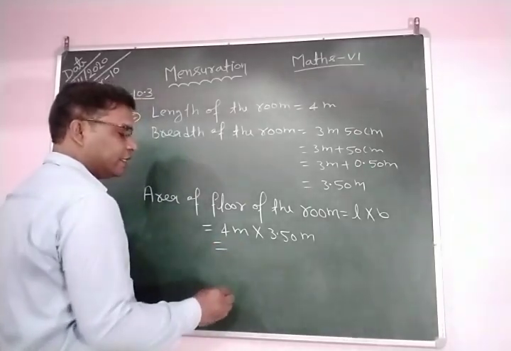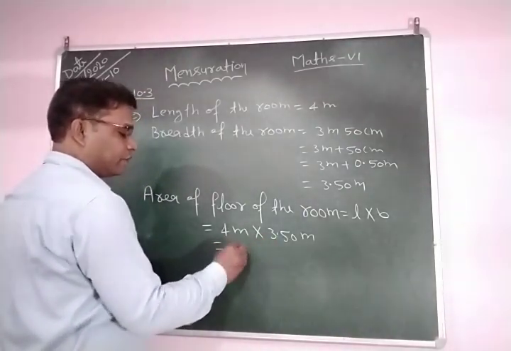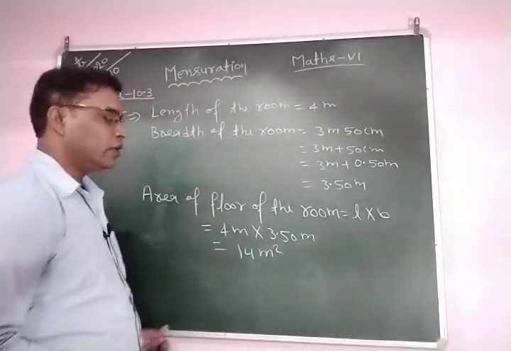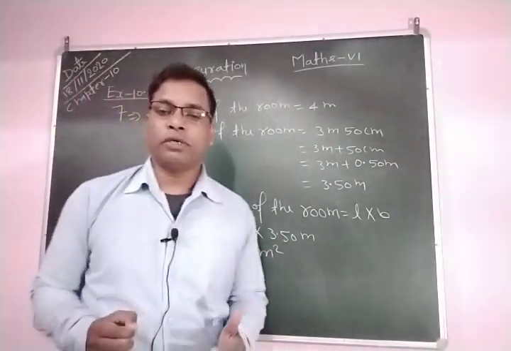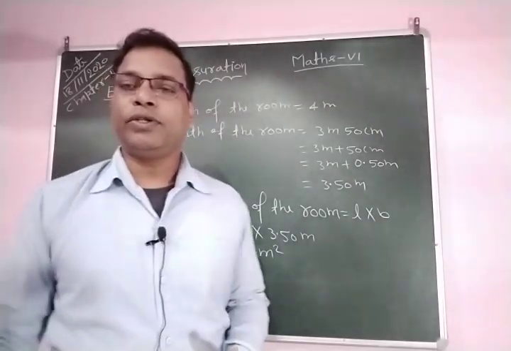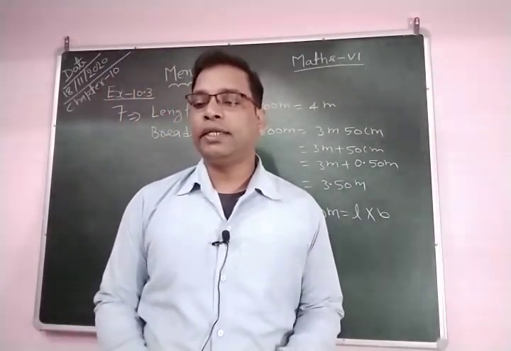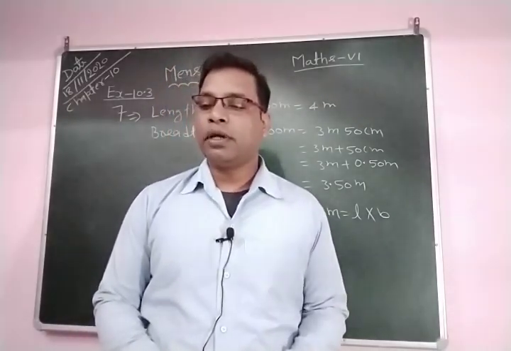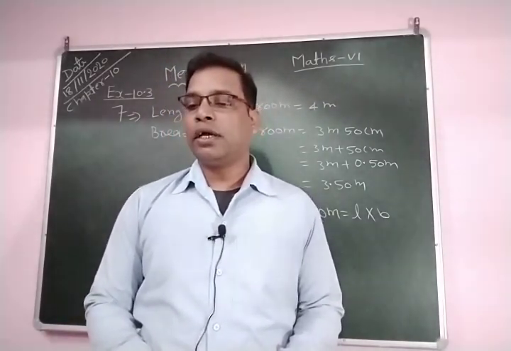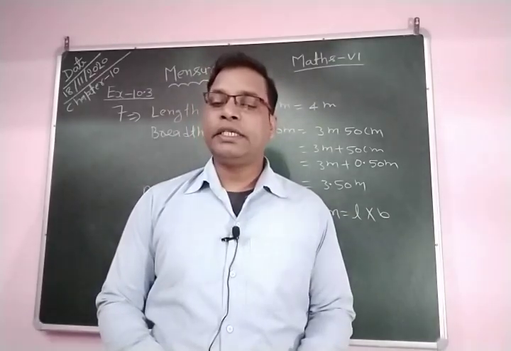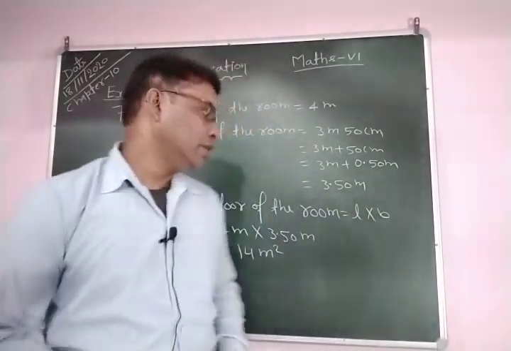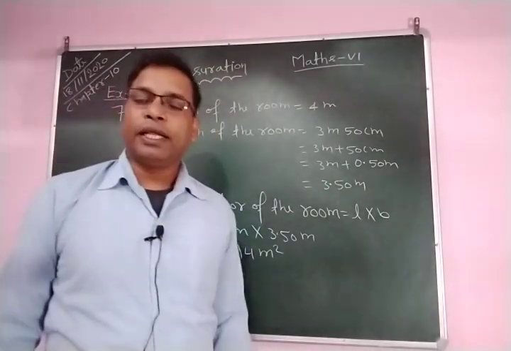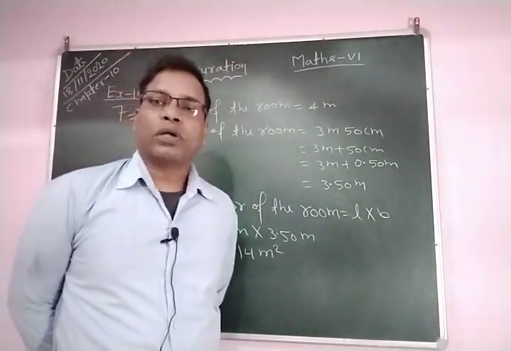When you multiply this, you obtain 14 meter squares. Okay, so the question asked us to find, what do we need to find here? We need to find the square meters. How many square meters of carpet are needed to cover the floor of the room? So 14 square meter carpet is needed to cover the room.